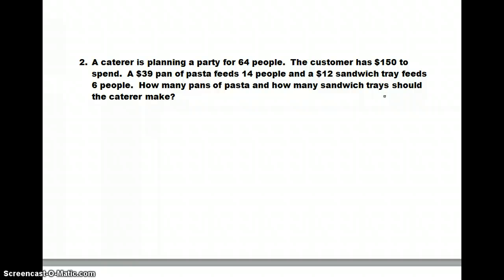So, right away in this problem, given the question they're asking, we can tell what our variables will be. We've got the number of pans of pasta and the number of sandwich trays. So I'm going to let P be my number of pans of pasta, and I'm going to let S be the number of sandwich trays.